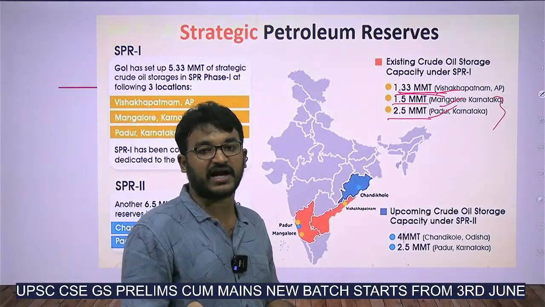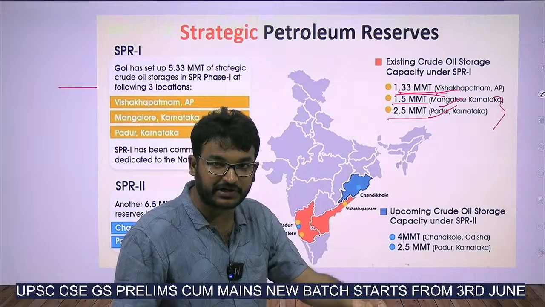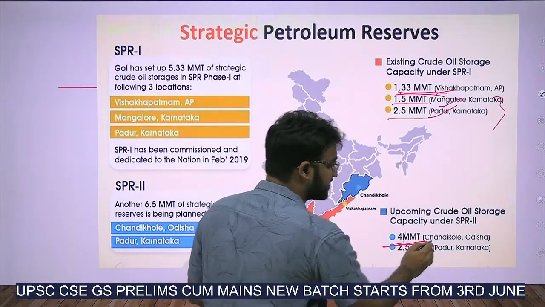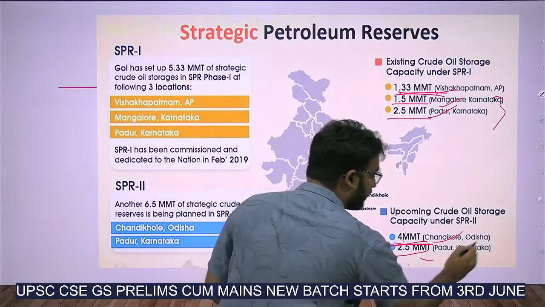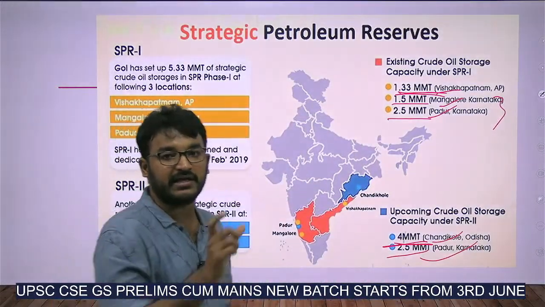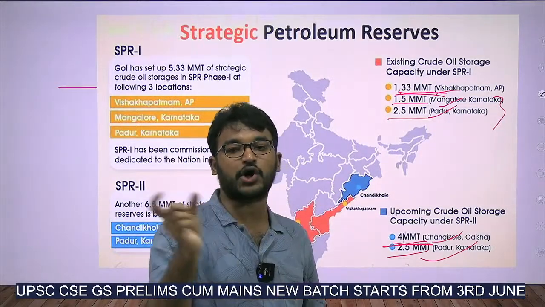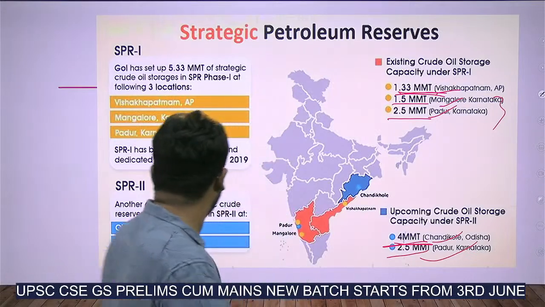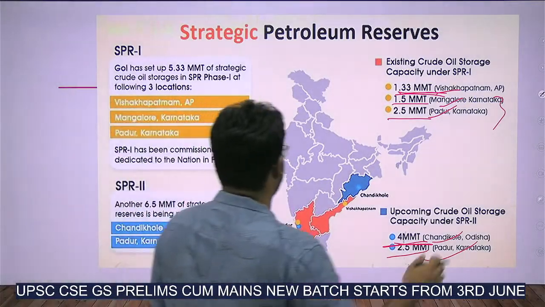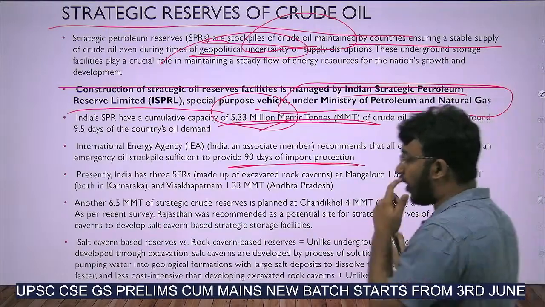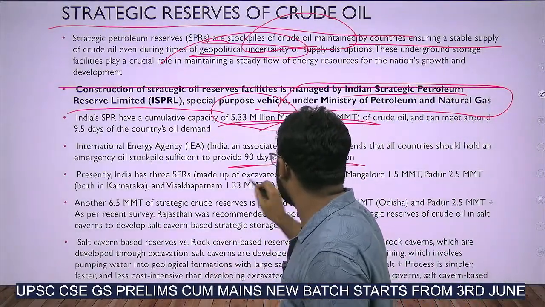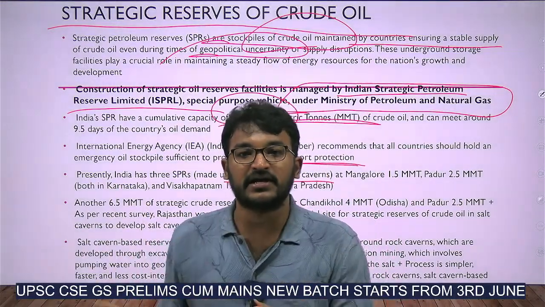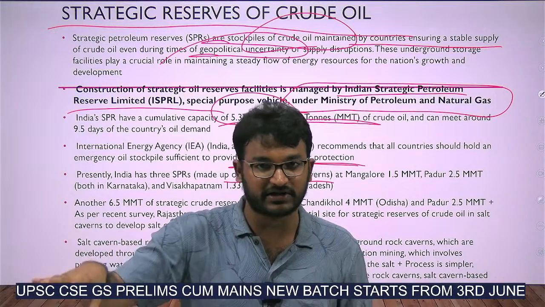Now the government has started initiating the construction of new strategic petroleum reserves in 2 more places: 4 million metric tons in Chandikol and 2.5 million metric tons in Padur in Karnataka. Okay, he can give these places, and ask what is the common thing among them. It is strategic petroleum reserves. Okay, and all these are excavated rock caverns. Means underground we have to excavate the rocks, and there we have to store this crude oil.